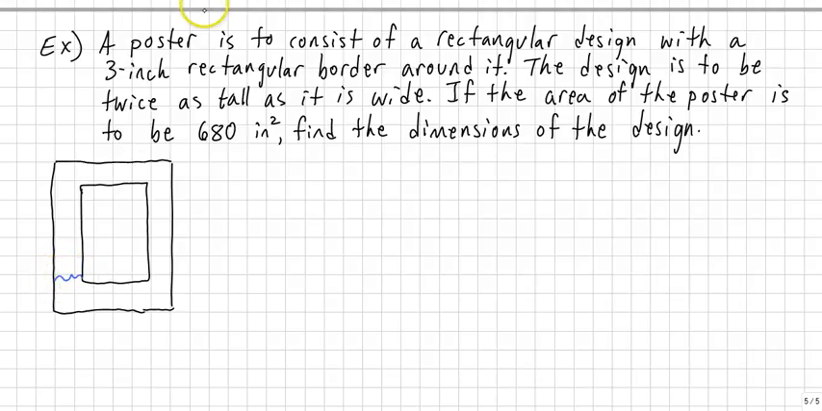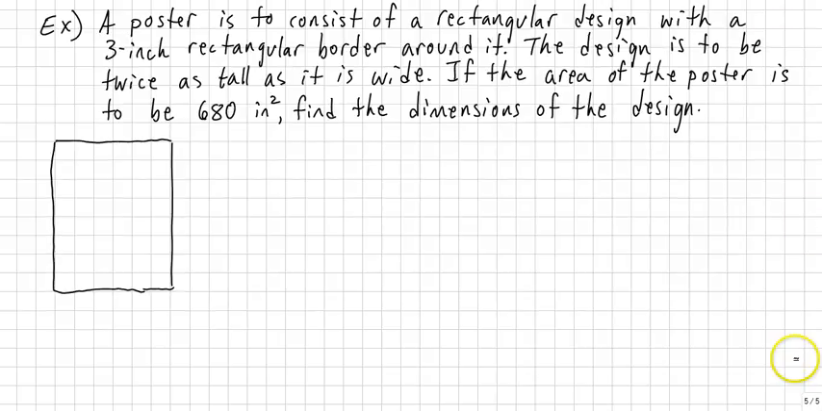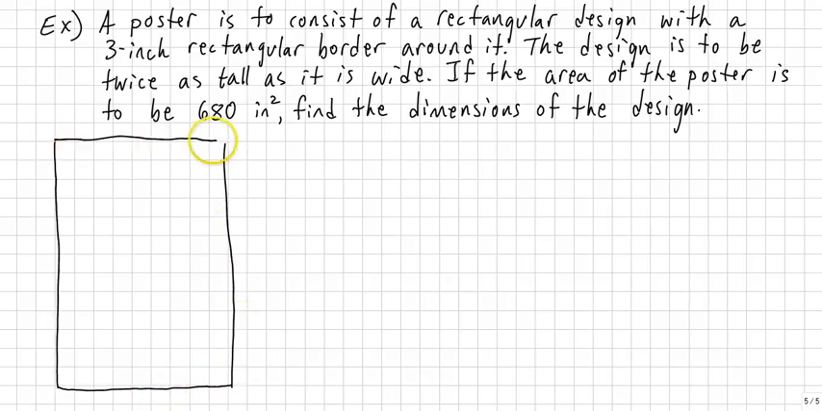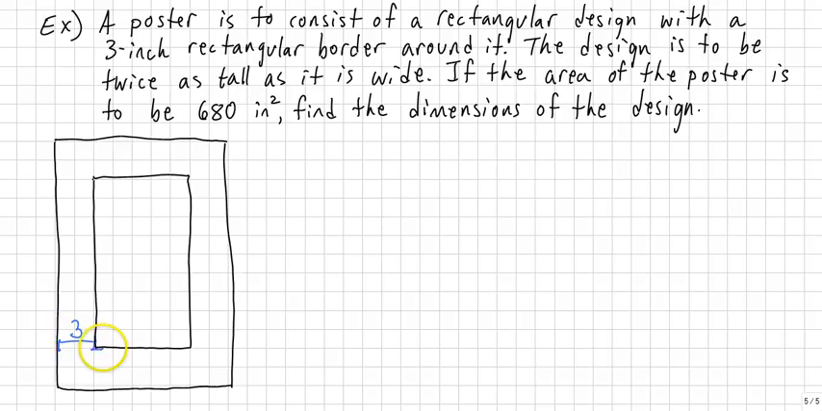So they're just telling you that from here to here is supposed to be 3 inches. Let me draw this bigger so I can label everything a little bit easier. Draw my poster a little bigger here. Alright, so they're just telling you that the border is supposed to be 3 inches. So from here to here, that's supposed to be 3 inches. And then from here to here, it's supposed to be 3 inches, all the way around.